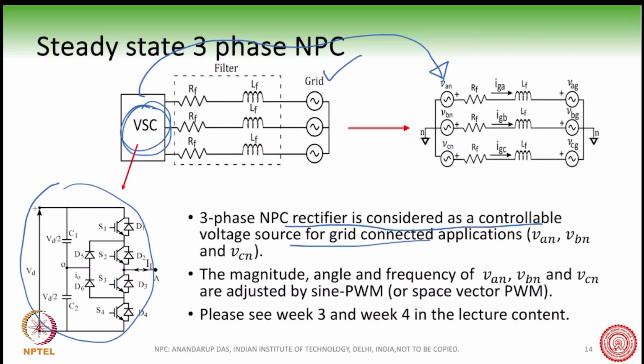Okay, so if you can change the magnitude, angle, and frequency of this VAN, VBN, VCN, you can allow a certain amount of P and Q to flow in this system. Of course, since it is a rectifier, if it is a pure rectifier, right, then we will say that we will not allow Q to flow, and we will only have the P to flow here, okay, from the grid to the converter. Okay, so you can just have a look into some of the previous week's lectures on the two-level voltage source converter. This is an extension of that concept.